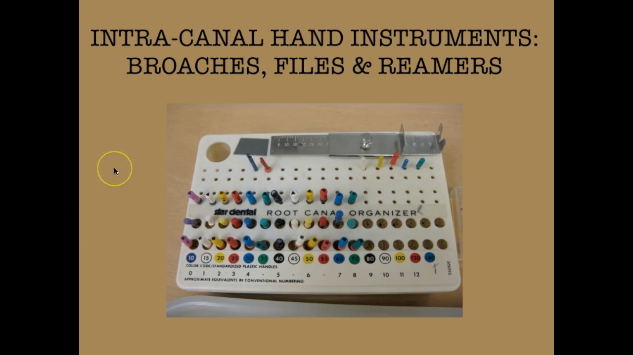Next we have intra-canal hand instruments. We have broaches, we have files, we have reamers, and these you see are mostly hand instruments, although here we have some intra-canal instruments that will be placed into a latch handpiece or a slow speed. So they can be used in a latch type handpiece. And this is one type of an organizer.